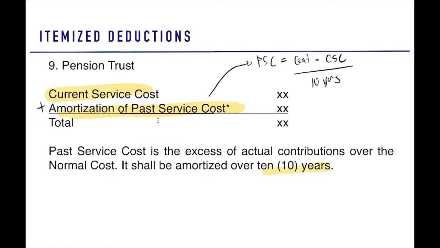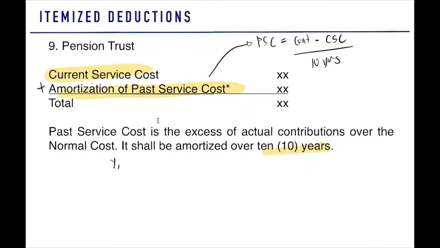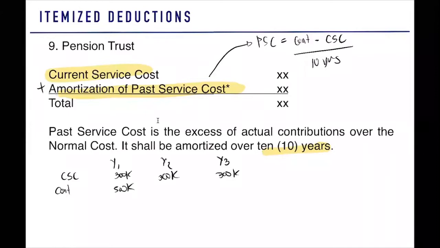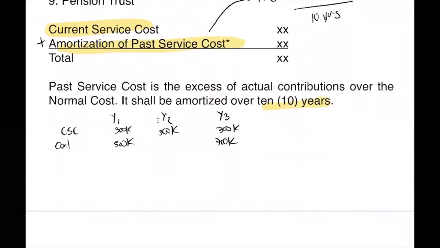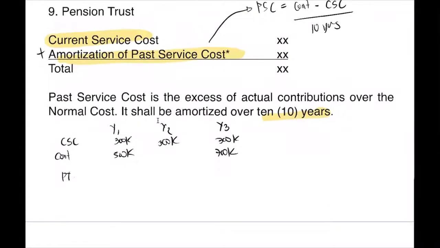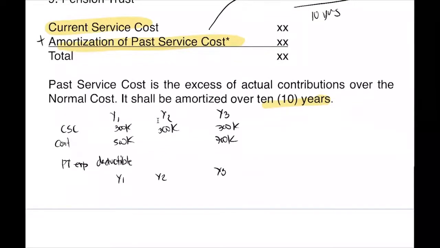How do we amortize past service costs? 10 years. Let's have an example. Year 1, year 2, year 3. Current service cost is 300,000 always, let's say. And then the contributions to the fund here is 500,000. Here, let's say 700,000 pesos. Okay, so let's compute for the amount of our pension trust expense that is considered deductible. So year 1, year 2, year 3. Okay, so current service cost is always included as part of our pension trust. So we add 300,000 here.